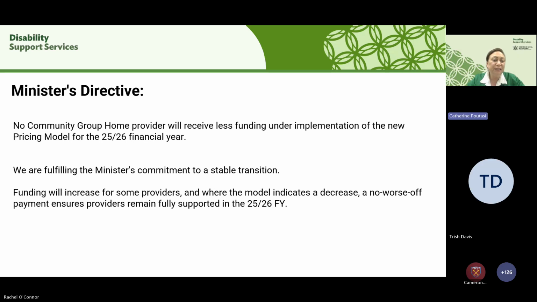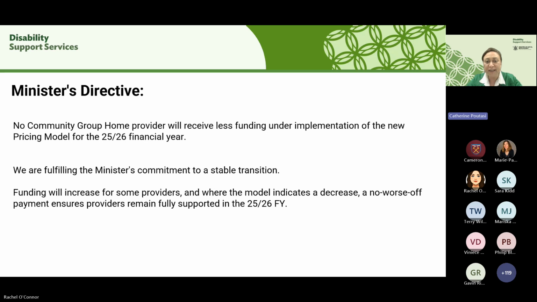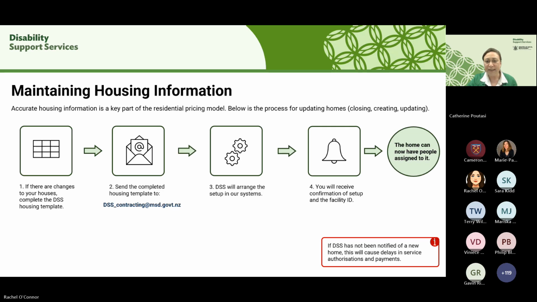Thank you, Trish. So the Minister's directive has been that no community group home provider will receive less funding under the implementation of the new pricing model for the 25-26 financial year. We're fulfilling the Minister's commitment to a stable transition. Funding will increase for some providers, and where the model indicates a decrease, a no worse off payment ensures providers remain fully supported in the 25-26 financial year. I'll hand over to Cam.